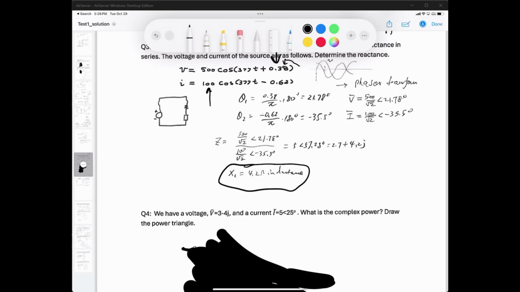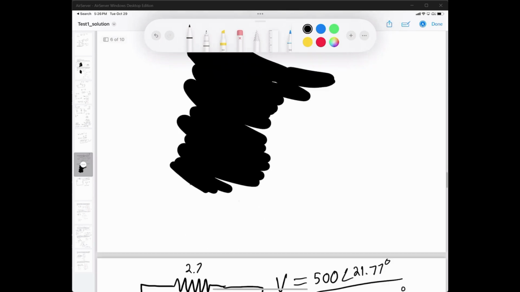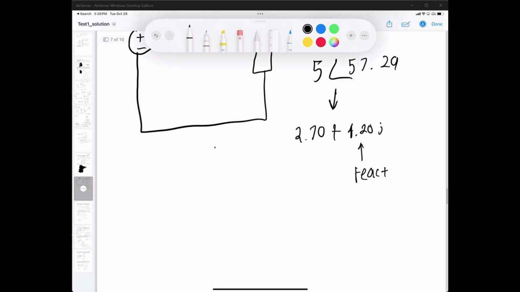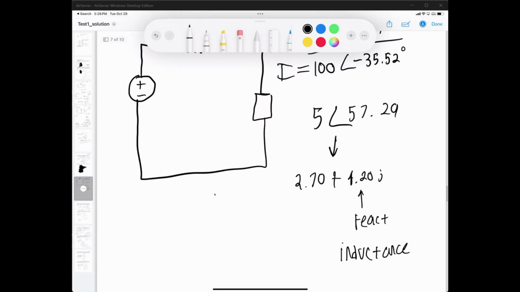4.2 is the inductance, or reactance, right? This is reactance. Now, why does it say inductance? Because it's positive. Since it's a positive reactance, we get a voltage lead, and this makes it an inductance, since it's positive. All right, now let's do question 4.